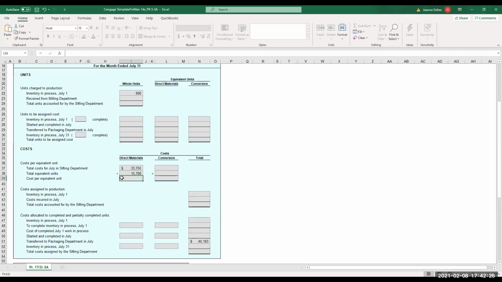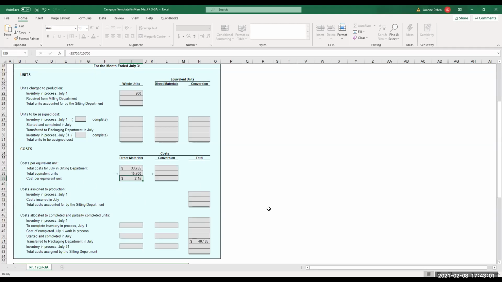Now guess what? This is a division sign right here. So in other words, when you're doing this Cengage sheet, you don't have to start at the top and work your way to the bottom. You can jump around. The only thing that will stop you is if you get a red asterisk. Then you got to figure out what happened. So now this is a division sign. So we're going to take equal 33,755 divided, a slash, 15,700. Now, 215, it likes that number, $2.15. That's the cost per equivalent unit.